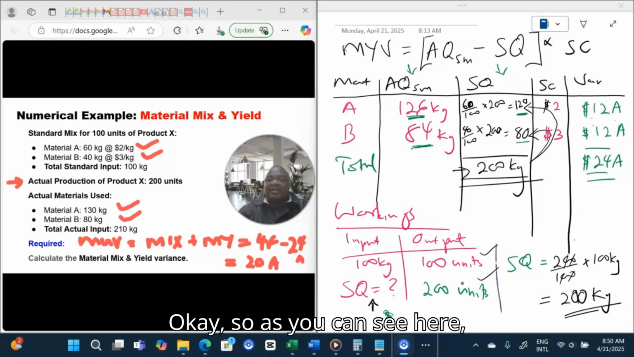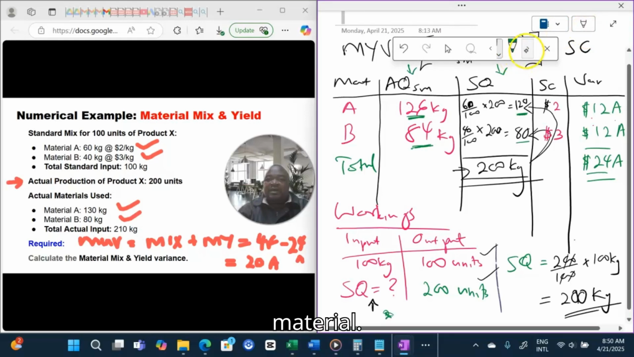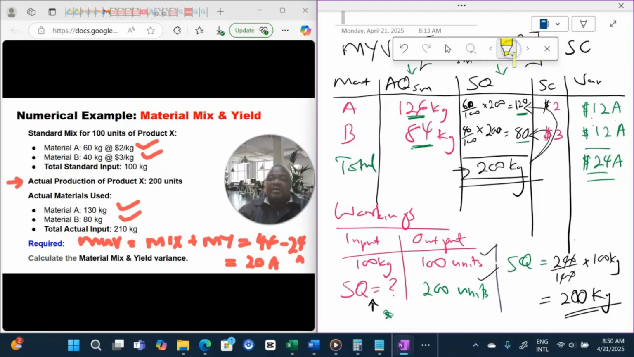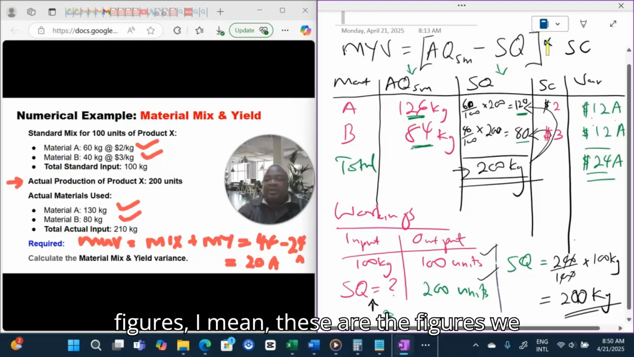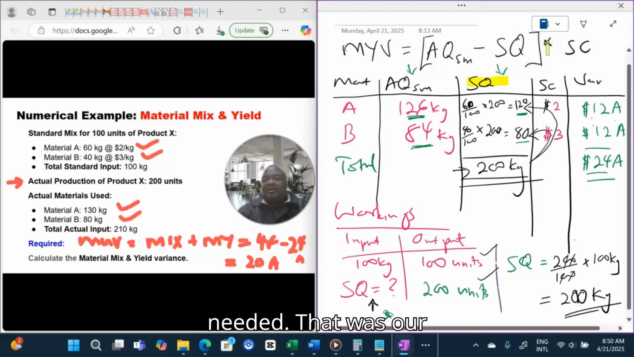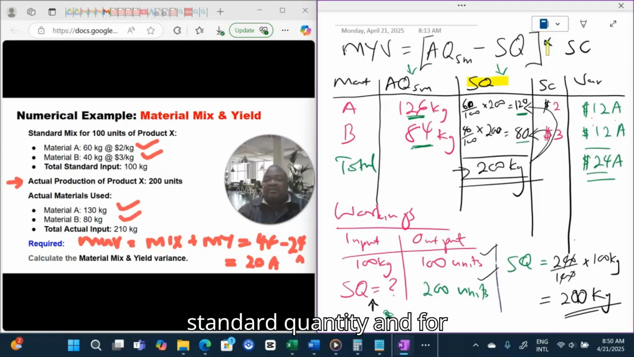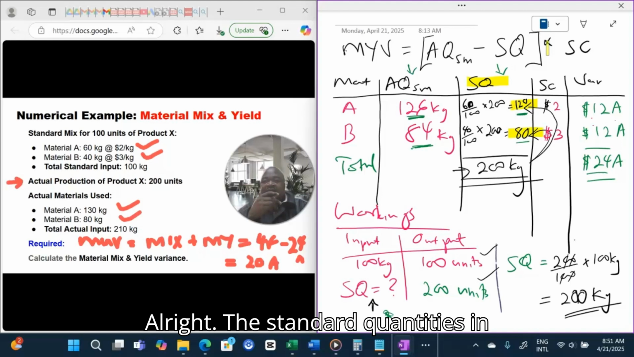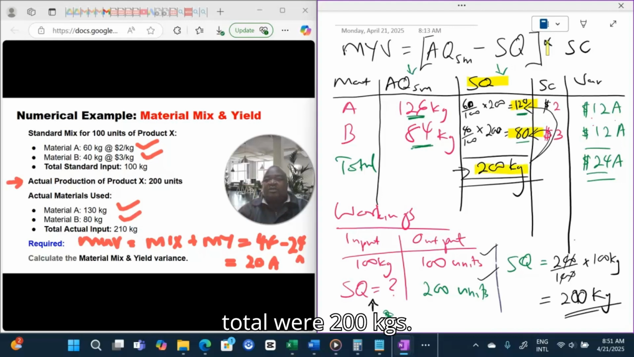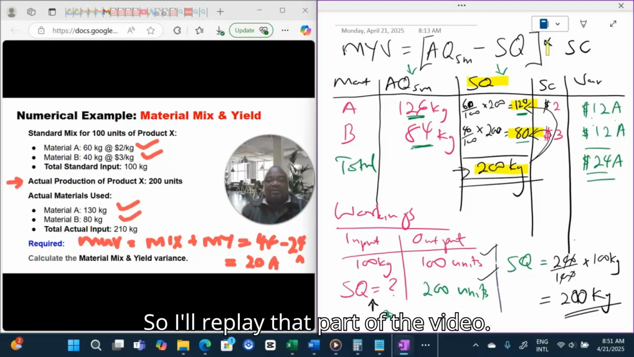Okay, so as you can see here, this is how we calculated the material. As you can see, these were the figures. These are the figures we needed. That was our standard quantity. And for material A, we obtained 120, and for material B, we obtained 80. All right? The standard quantities in total were 200 kgs. So replay that part of the video.